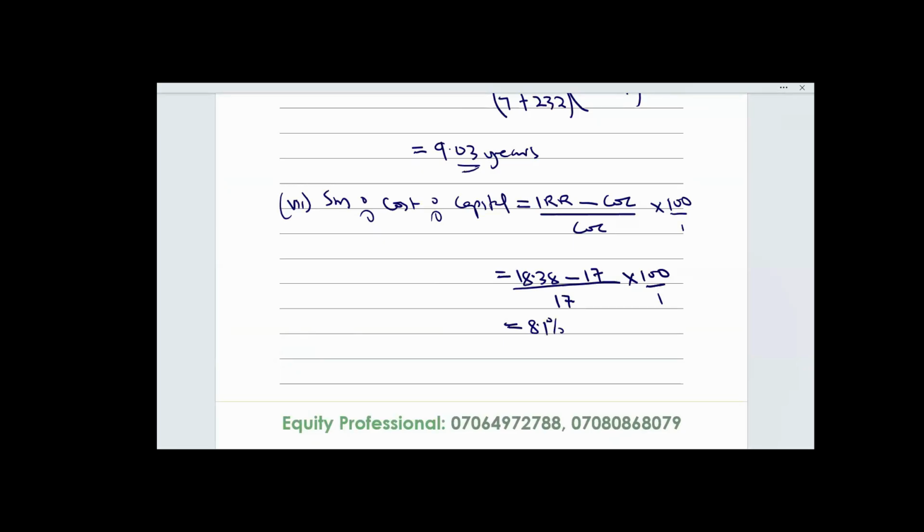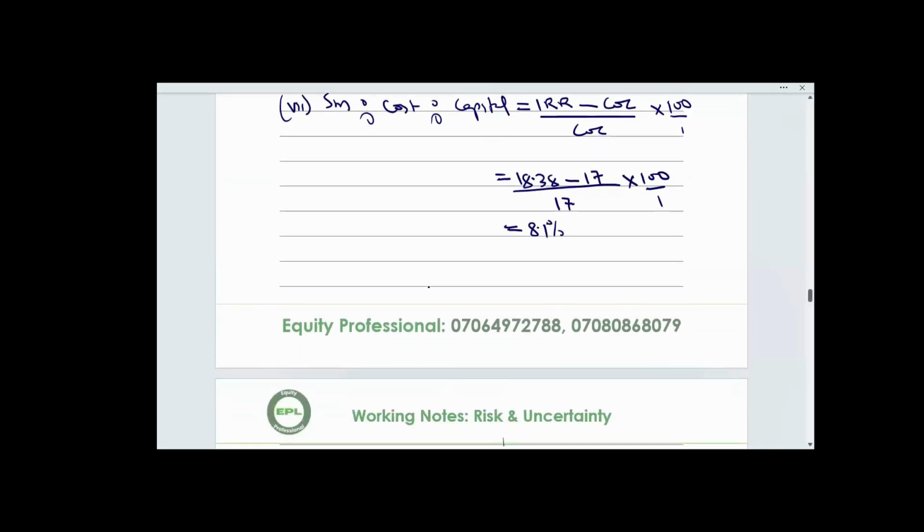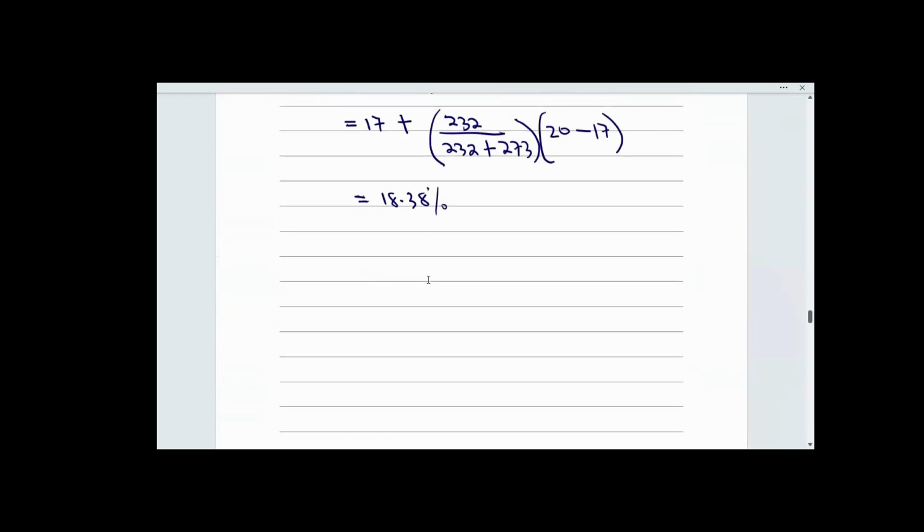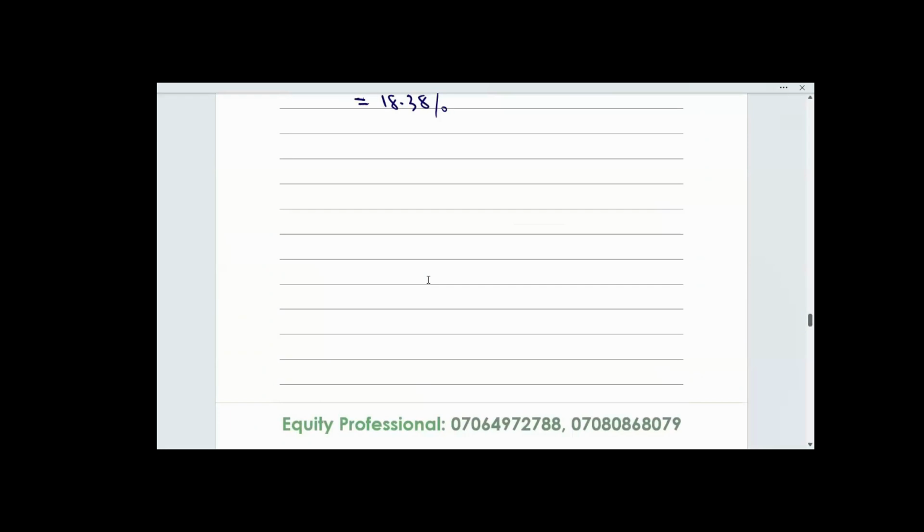8.1%. So this means that the cost of capital should not increase beyond 8.1%. If not, the project will not be financially viable. So that's the end of sensitivity analysis.